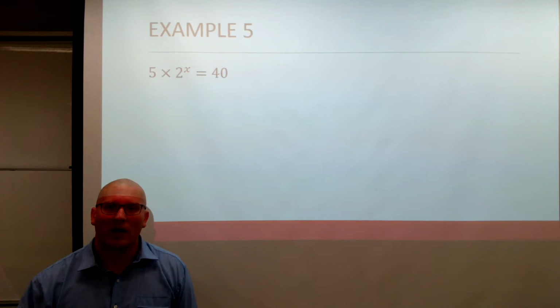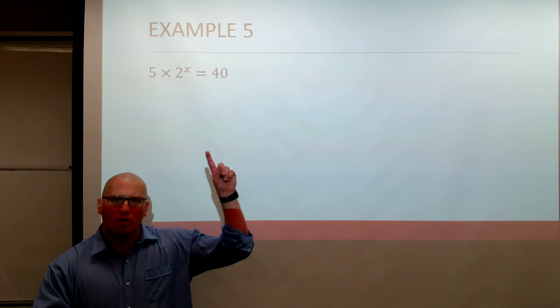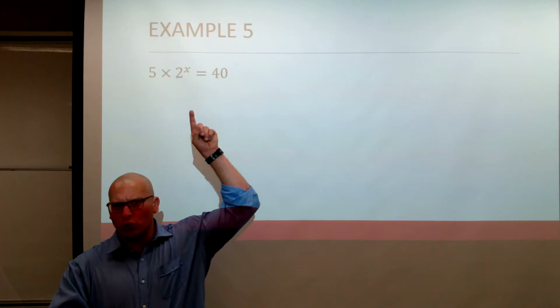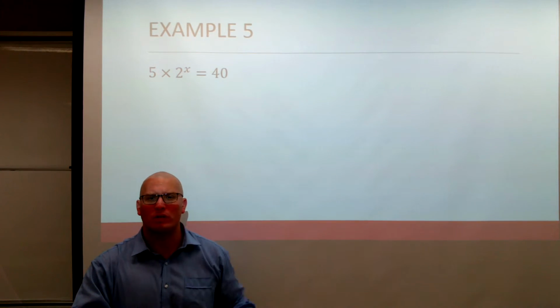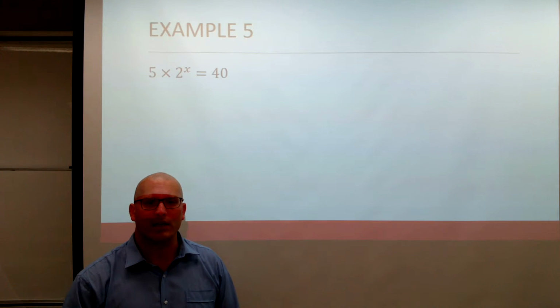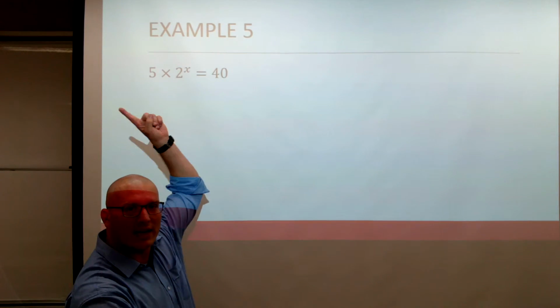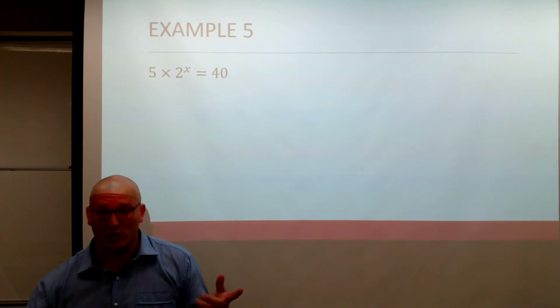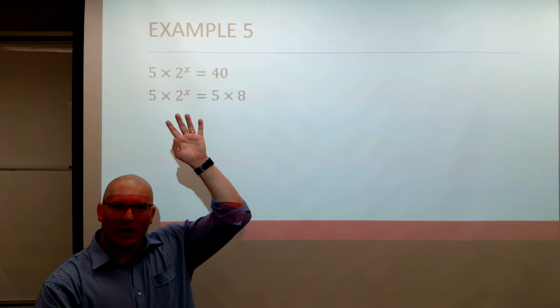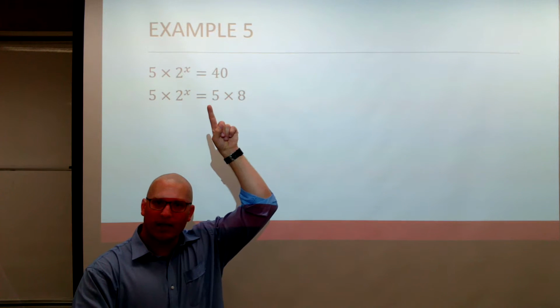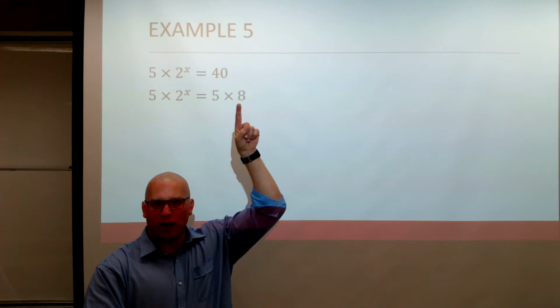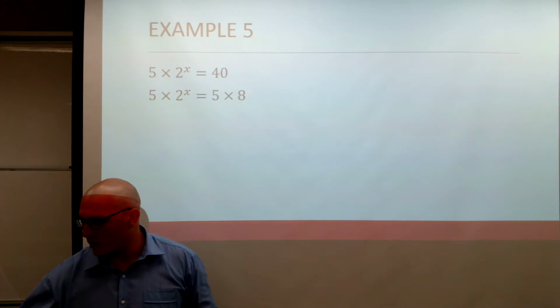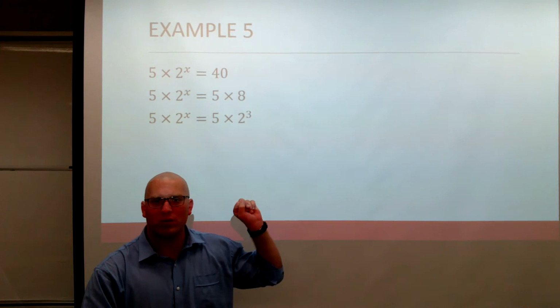All right, another example, getting a little trickier. Here we have 5 times 2 raised to the power of x is equal to 40. First thing we have to ask is about our multiplying scalar, in this case 5. What can we times 5 by to get 40, which is 8? So again, 5 times 2 to the x is equal to 5 times 8. 8 can be written as 2 to the power of 3.